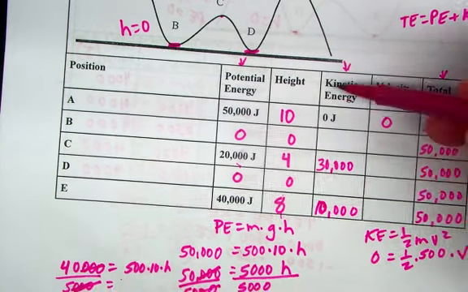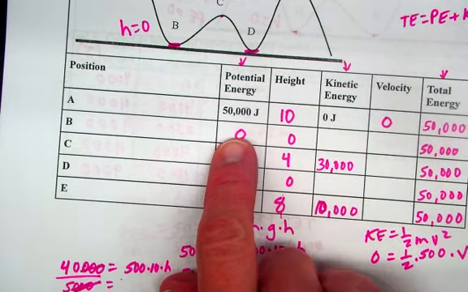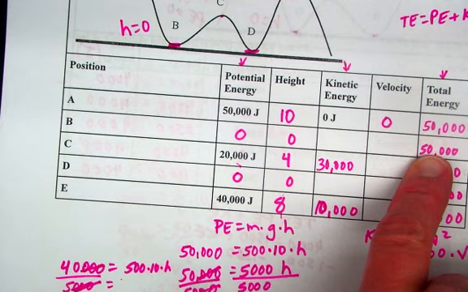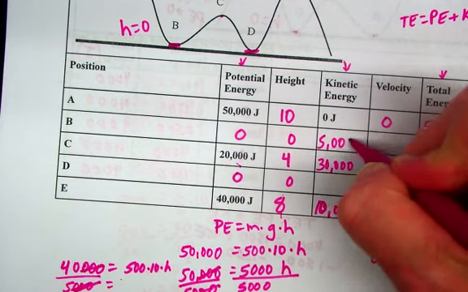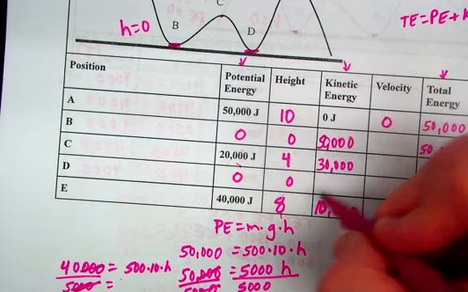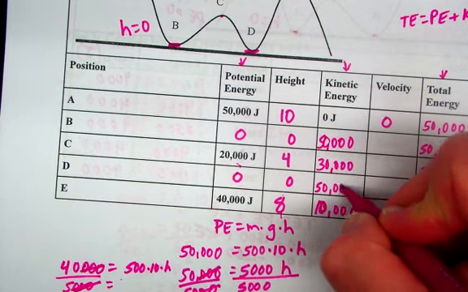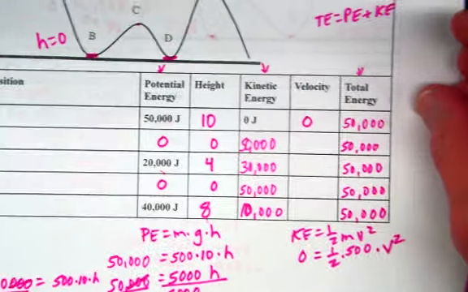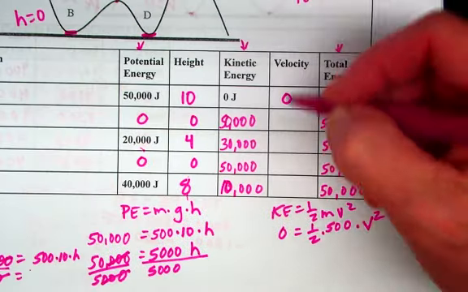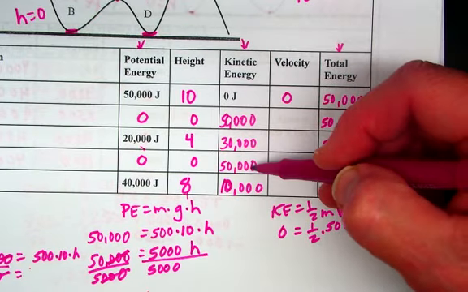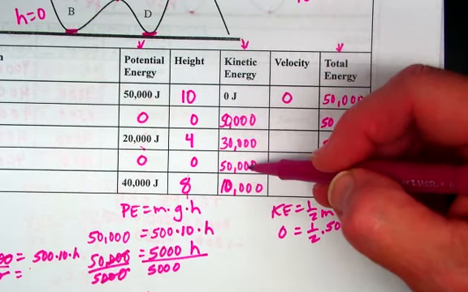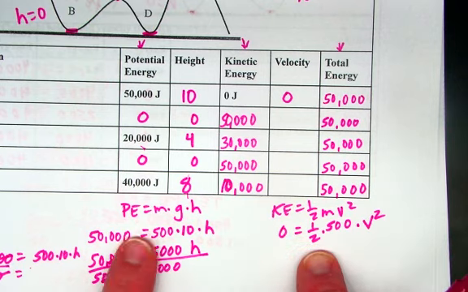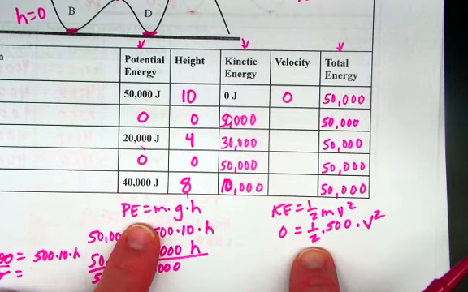So what does that tell me about the kinetic energy? I know that all 50,000 joules, if none of them are potential, all of them have to be kinetic. So I'm going to put 50,000 in for both of these, and then go ahead and solve for my velocities for these scenarios. B and D will be the same, but I'll have to do the same problem, same reasoning that I did over here, just using the kinetic energy equation.